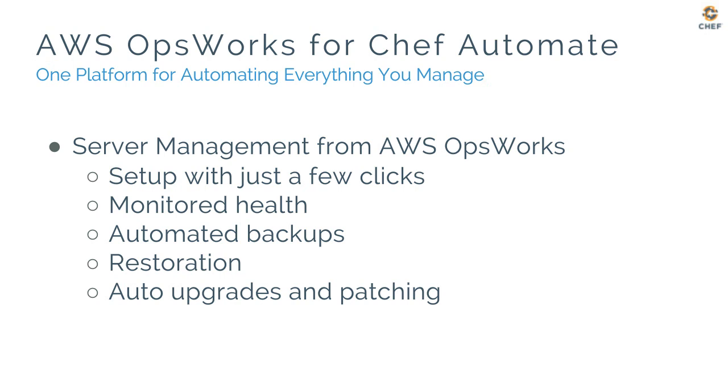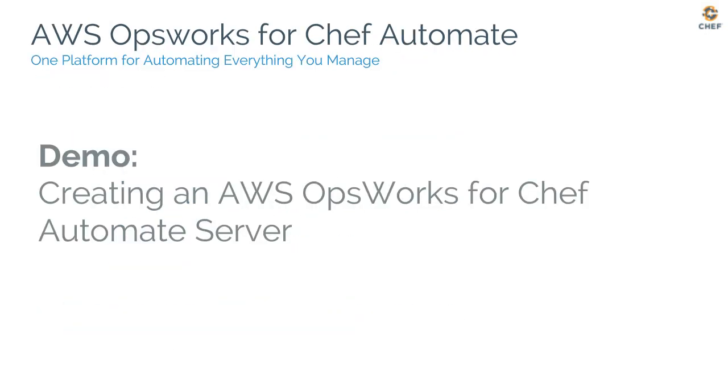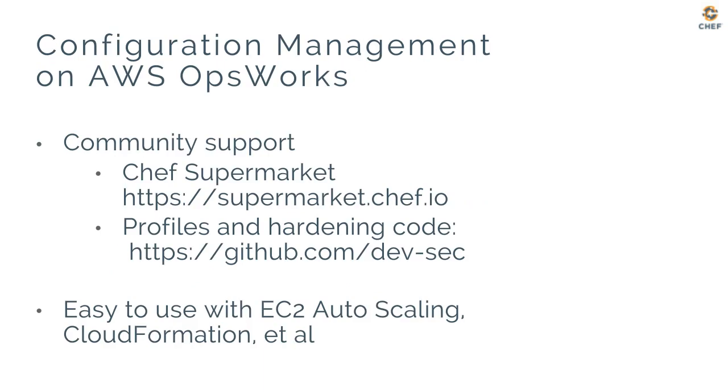Now, the offering itself is fully compliant with the Chef ecosystem, right? Like you get truly just a Chef Automate server that has a lot of tooling around it done by AWS. So you can use the Chef supermarket with it. You can use the DevSec hardening cookbooks and profiles with it. So it is fully compatible with other tools like Test Kitchen and Knife and so forth, of course.